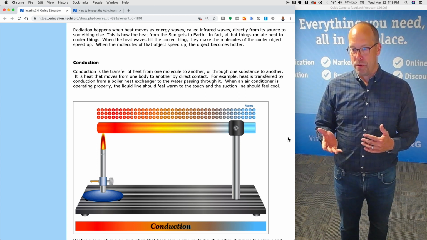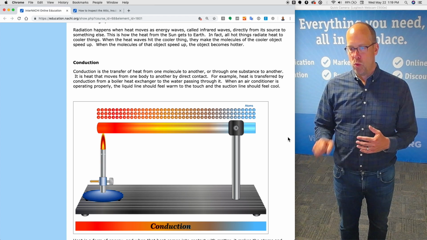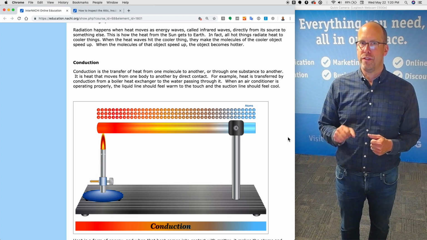When an air conditioner unit is operating properly, the liquid line should feel warm to the touch and the suction line should feel cold.